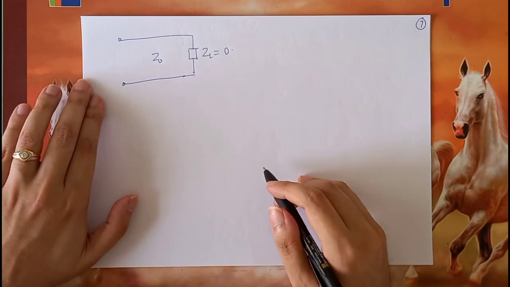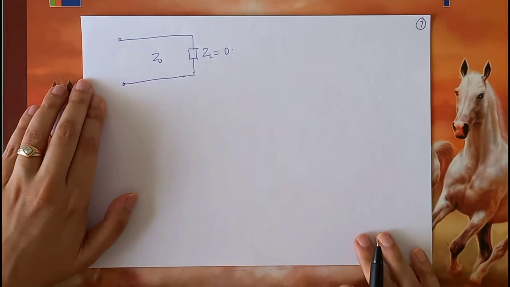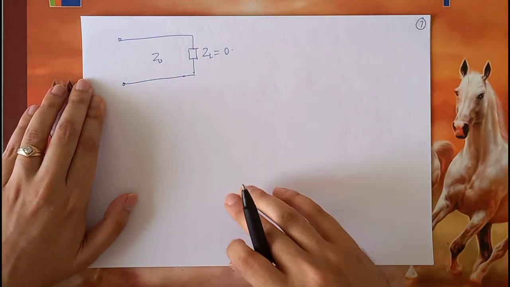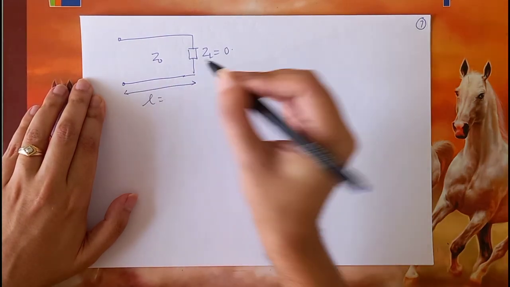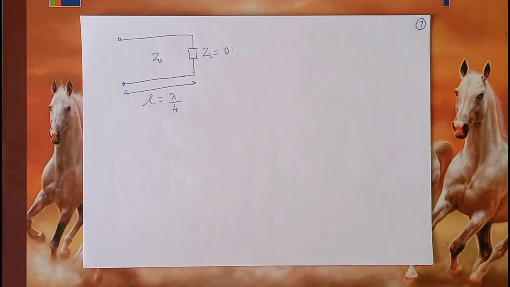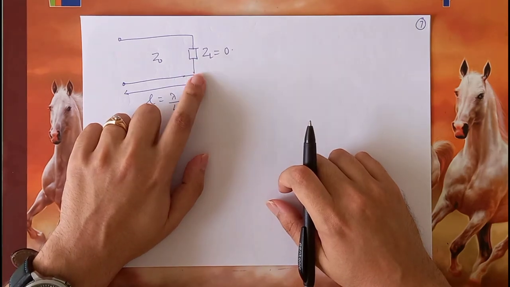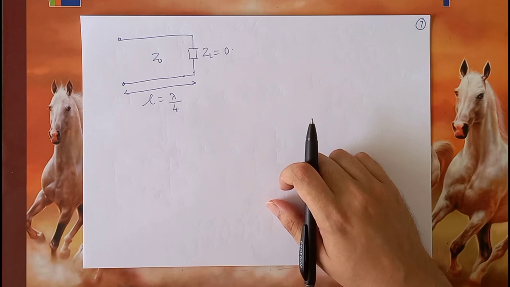So, now, we know that if the length of the line is less than lambda by 4, it is like an inductor. But now, suppose I make the line length exactly equal to lambda by 4. What will happen? Well, as per the impedance transformation theory, this short circuit will look like an open circuit. But is that it? Or is there more to it than meets the eye?